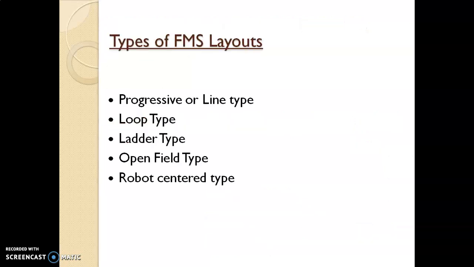The continuation of the previous video: types of FMS layout. What are the types of flexible manufacturing system layouts? First one, progressive or line type, and then loop type layout, ladder type layout, open field layout, robot centered type layout.